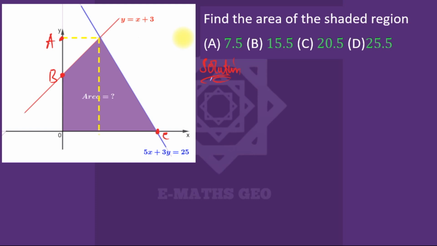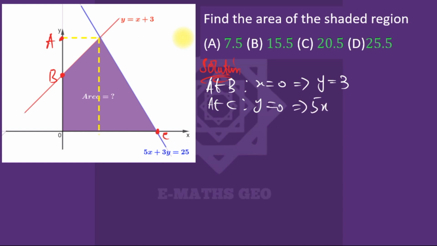So at B, you know that x is 0, which implies that y will now be 3. Yes, so this point is 3. And also at C, y is 0. So find x, which is 5x equals 25. Therefore, x is 5.